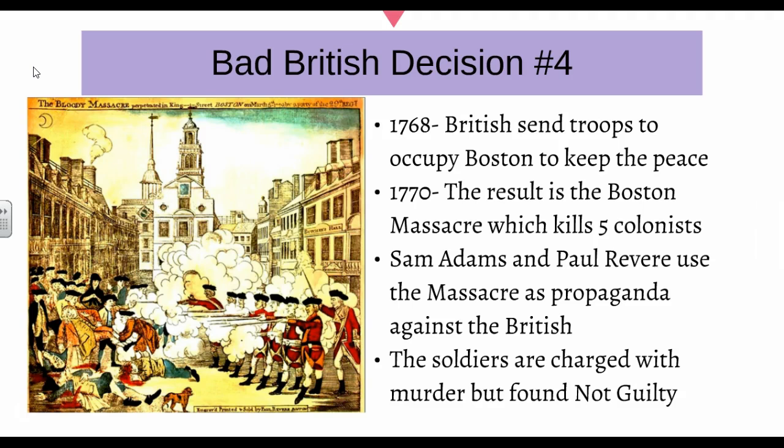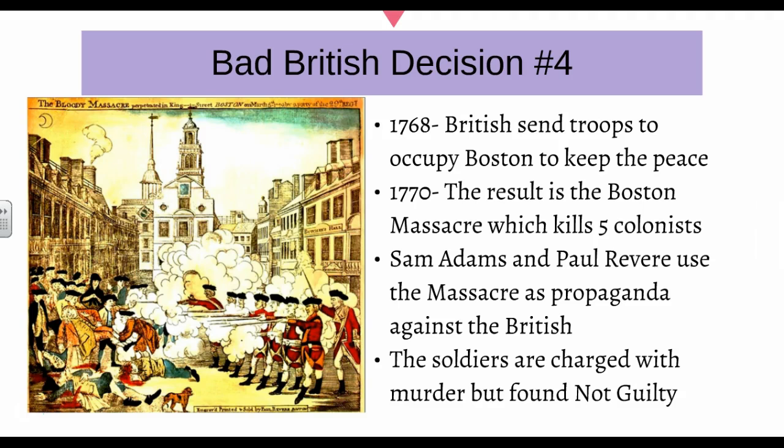So bad British decision number 4 happens 1 year later in 1768. The British are frustrated with all of the protests that the colonists are giving, the fact that they're boycotting their goods as a result of the Townsend Acts. And so the king sends troops to occupy Boston. Remember, Boston is where Sam Adams starts this radical group called the Sons of Liberty. And they've been kind of starting trouble here and there against the British. And so the king decides to send troops to occupy Boston.